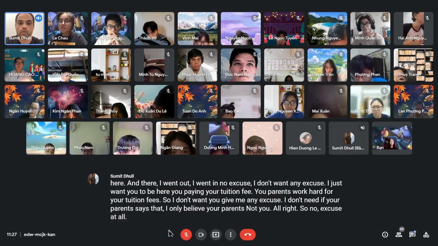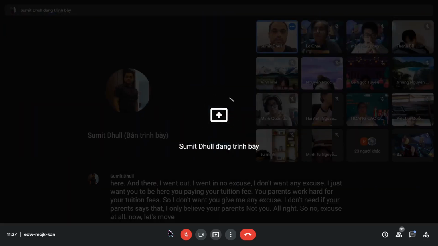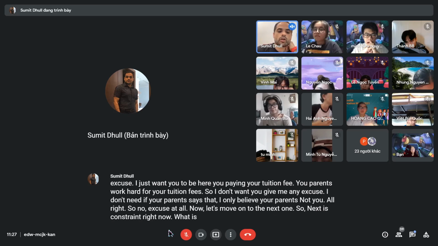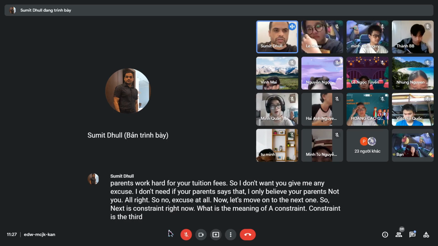Now let's move on to the next one. So next is constraint. Now, what is the meaning of constraint? Constraint is the third operating guideline.